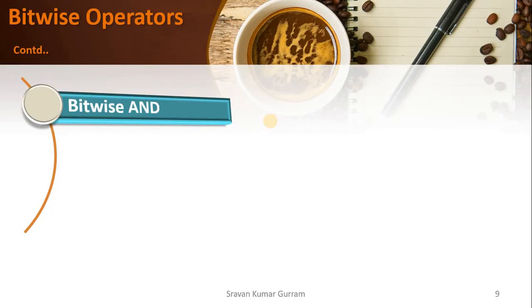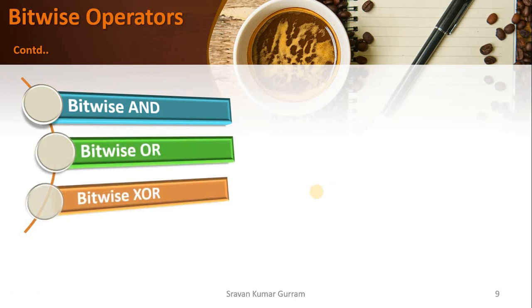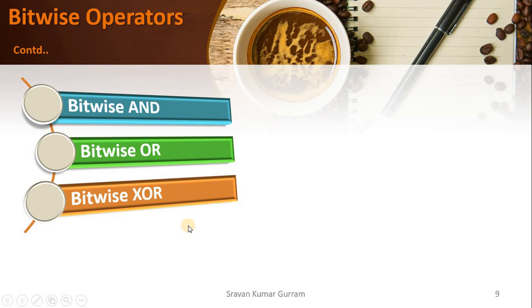We have several categories of bitwise operators in Java. Those are the bitwise AND operator, bitwise OR operator, and bitwise exclusive OR. The symbols we use to represent these operators: the ampersand symbol is the bitwise AND operator. The pipe symbol is used to represent bitwise OR. The caret symbol is used to represent bitwise exclusive OR.